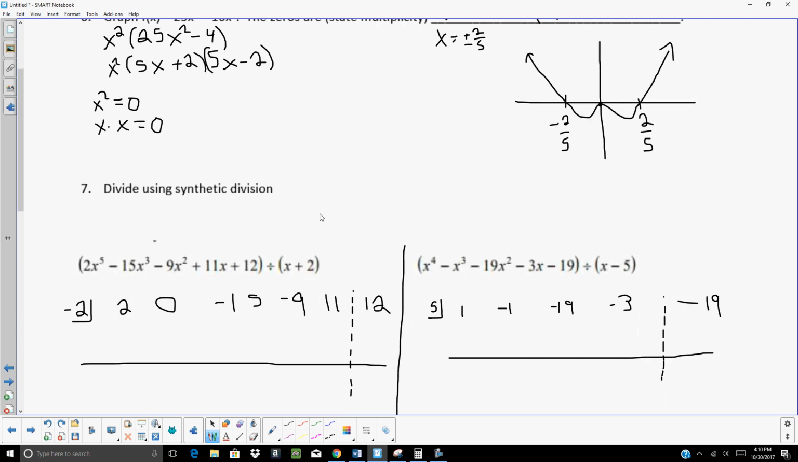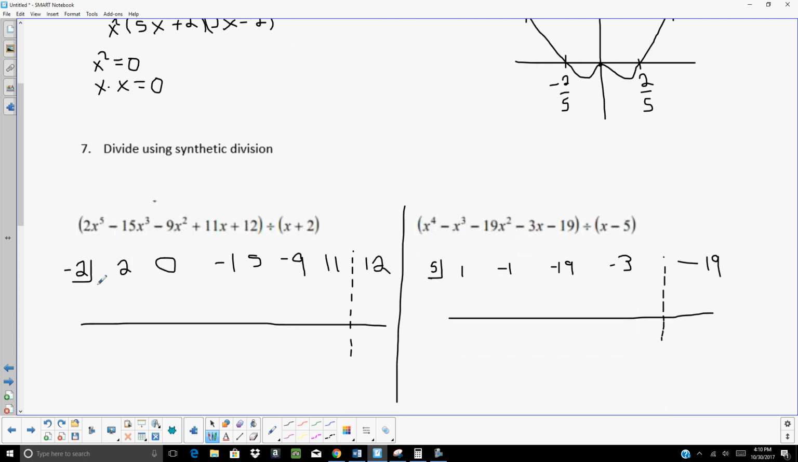All right, synthetic division. I have these already set up. I'm going to put negative 2 in the box. If it's paired up with an x, it's always going to be the opposite sign. My coefficients are 2, 0, negative 15, negative 9, 11, and 12. If you notice, there's no fourth degree here. That's why there's a placeholder of 0. Bring down your 2.